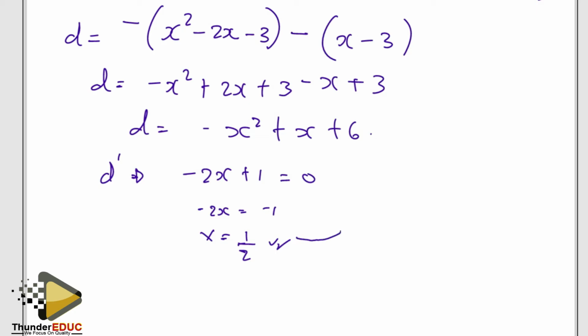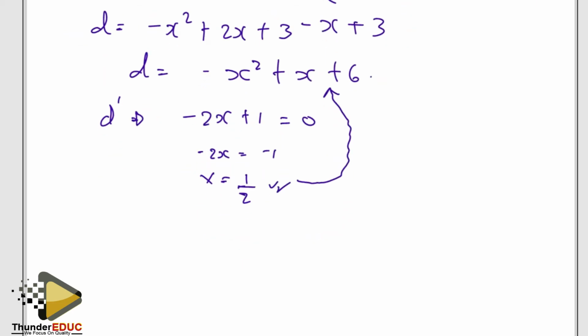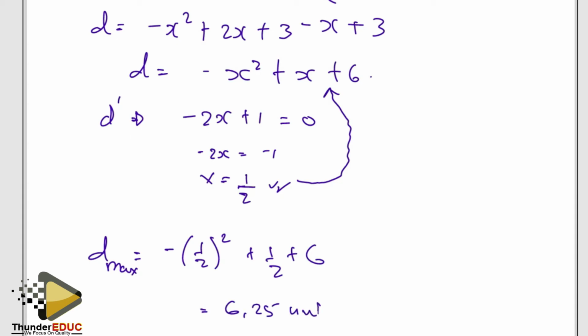Then I'll get this a half and substitute it back there. This is going to be negative a half squared, I'll say d max, and then plus my a half plus my 6. What I'm ending up with is 6.25 units. So that is what I will get in that case.